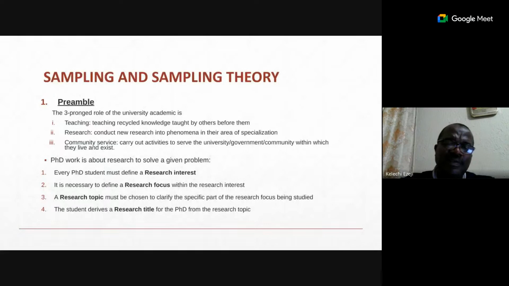So within this research interest, there has to be a research focus. It's important. Then from that research focus, a research topic must be chosen to clarify the specific part of the focus we are studying, that we are being interested in. So within a research focus area where the researcher is working, a particular study must be defined. For the PhD work which we are involved in, this is clarified in the research topic.